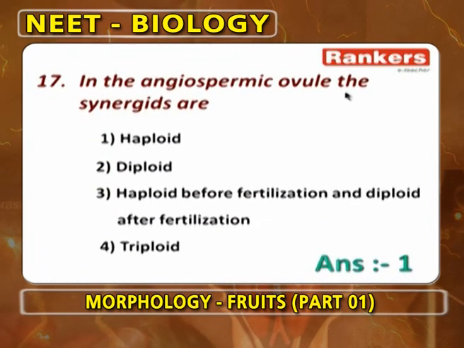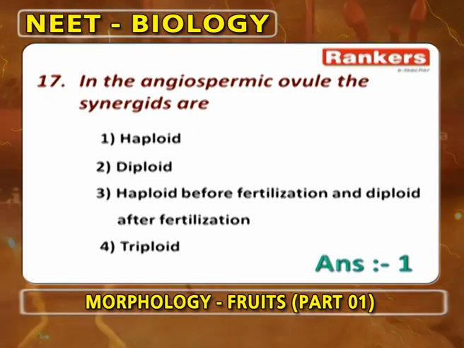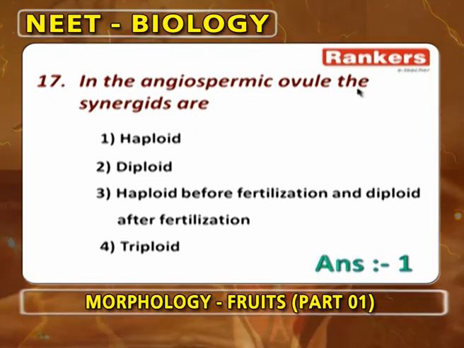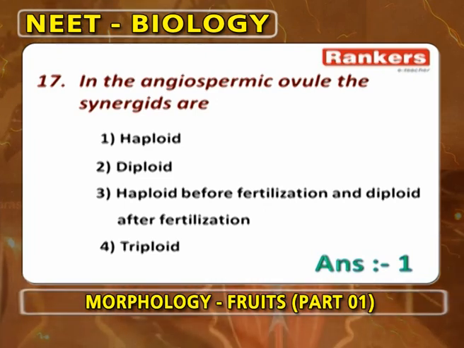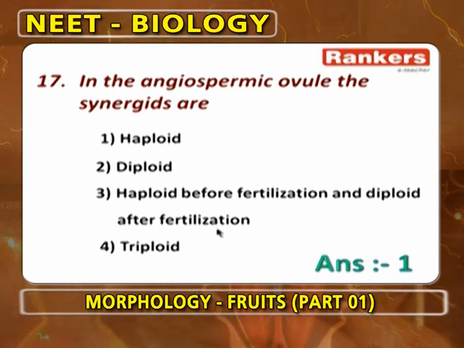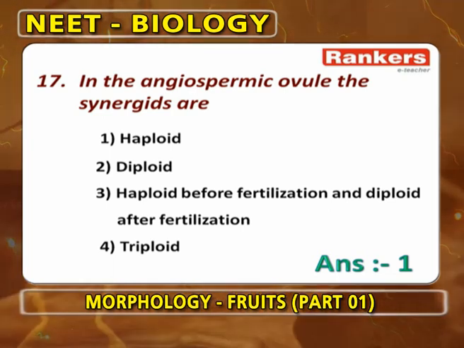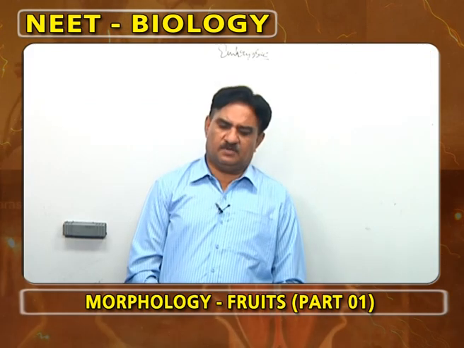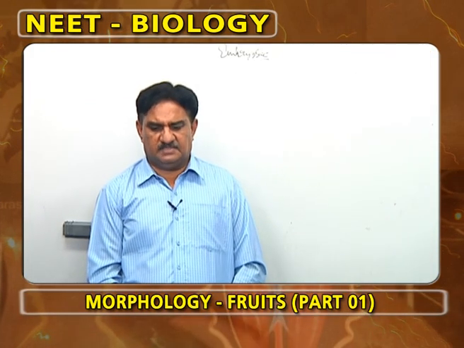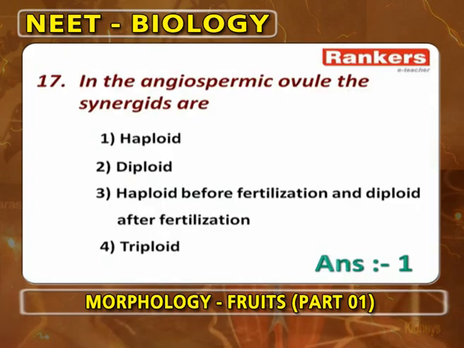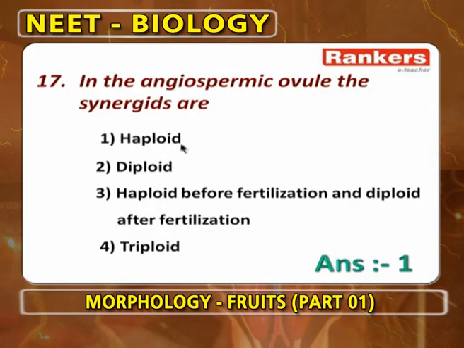In angiospermic ovule, the synergids are. In an angiospermic ovule, whenever the synergids come, they are only haploid. They are not diploid, even though two are present separately. They are not haploid before fertilization and diploid after fertilization, and they are not triploid. Triploid is only endosperm. Haploid before fertilization, diploid after fertilization is egg cell, because it will become zygote after fertilization by syngamy. So the answer for this is haploid. In angiospermic ovules, synergids are always haploid.